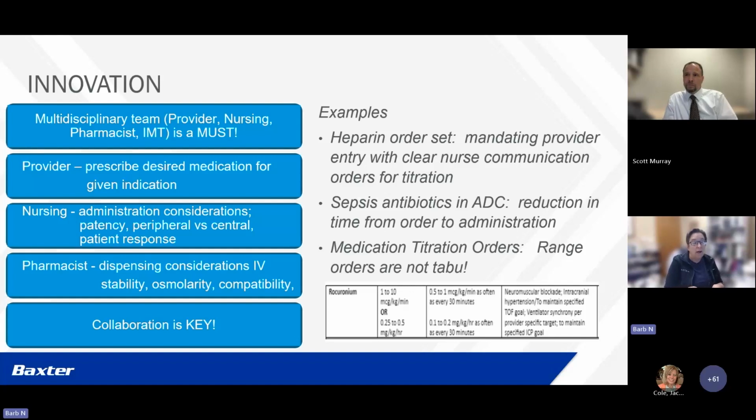But this allows a critical care nurse to be able to titrate a medication within a range based on patient tolerance, use their critical thinking skills to really do a good job, and not be tied to a single dose increment or time increment. So again, it's just an incredible opportunity for collaboration.